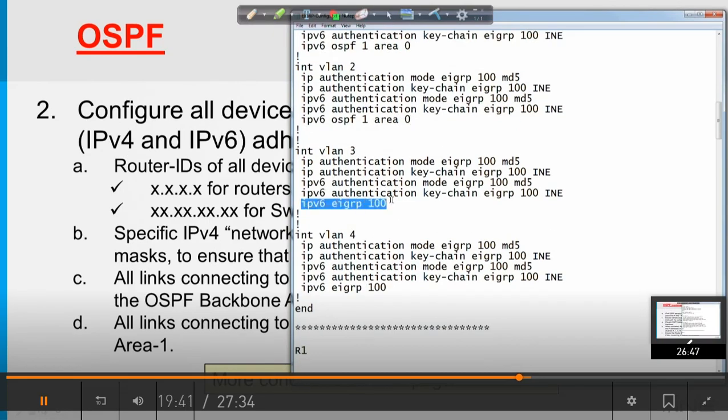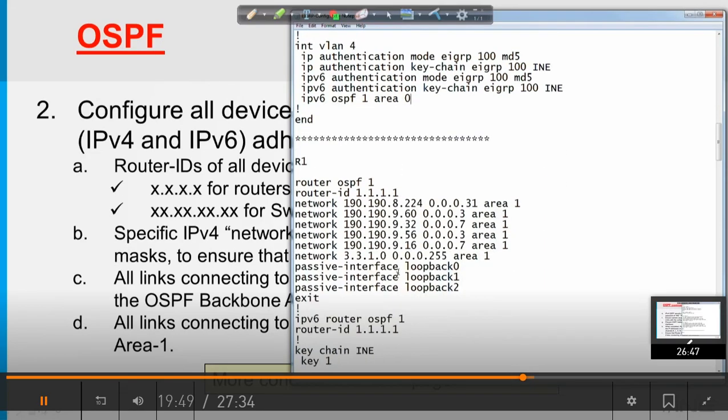It's also good that I'm doing it this way because here you get to see a real good contrast between the EIGRP and the OSPF configs, and you can see how very similar they are in many cases.